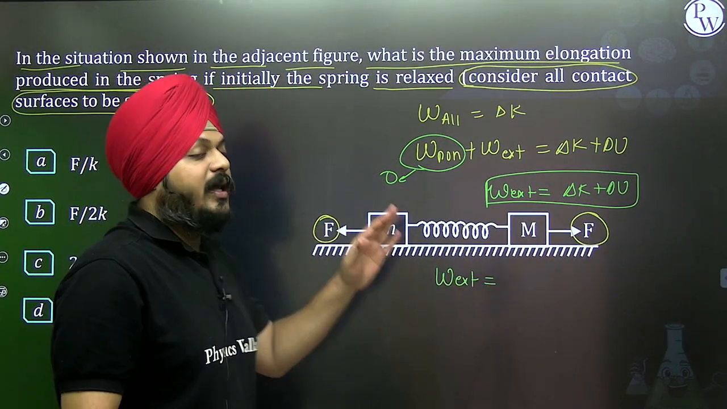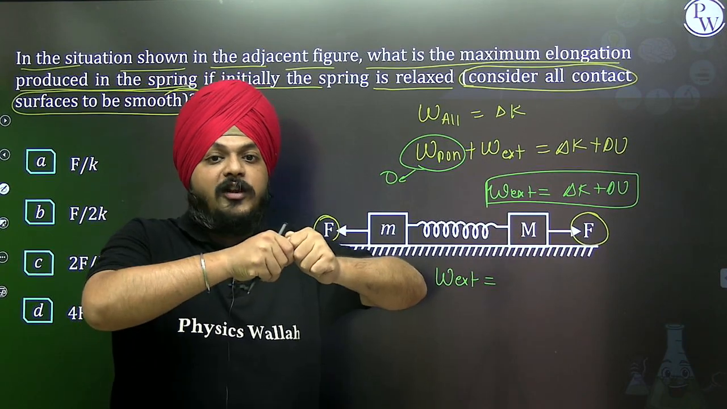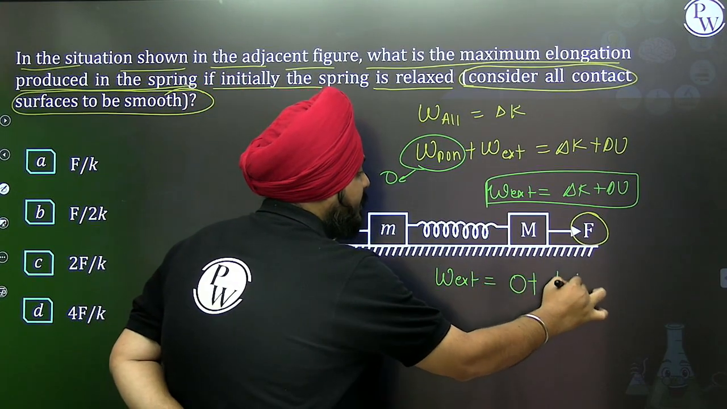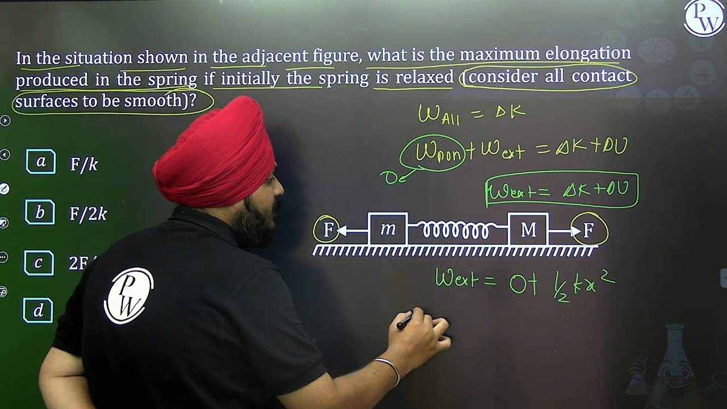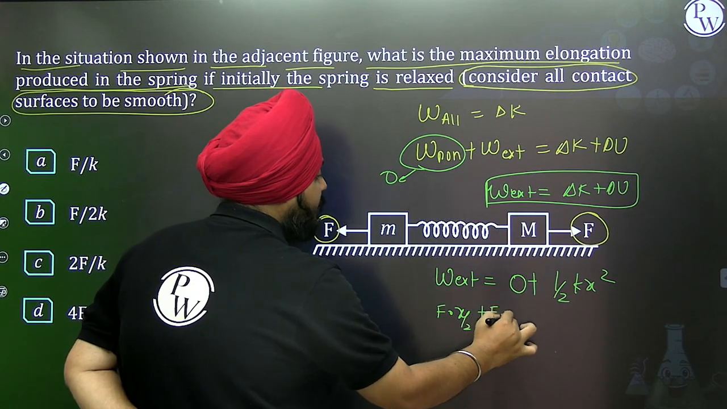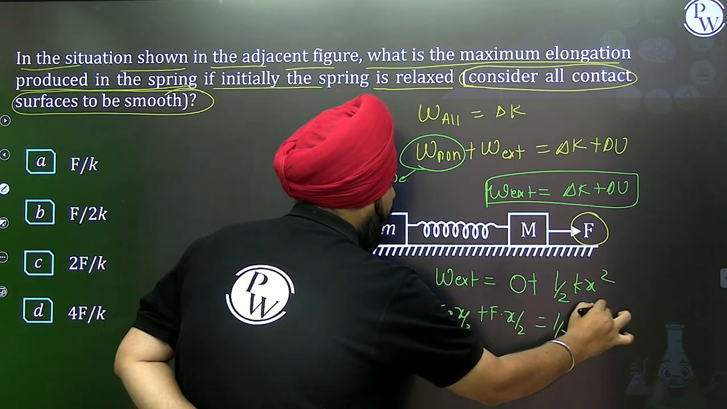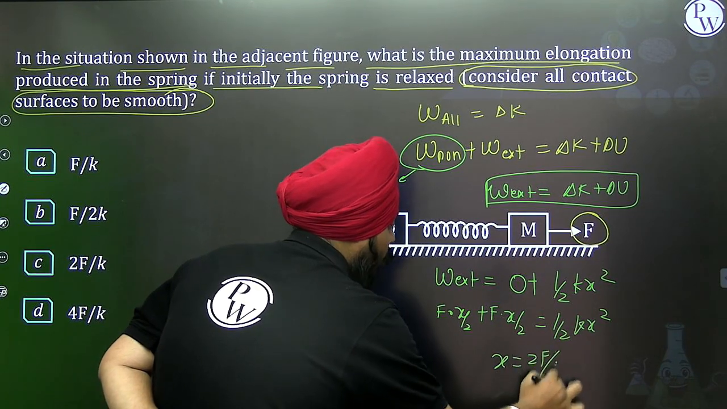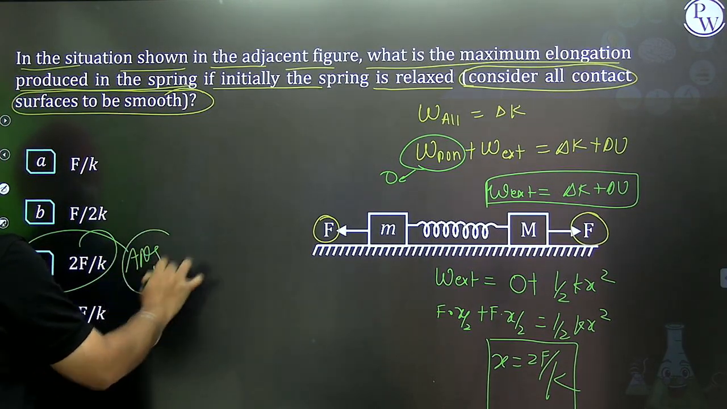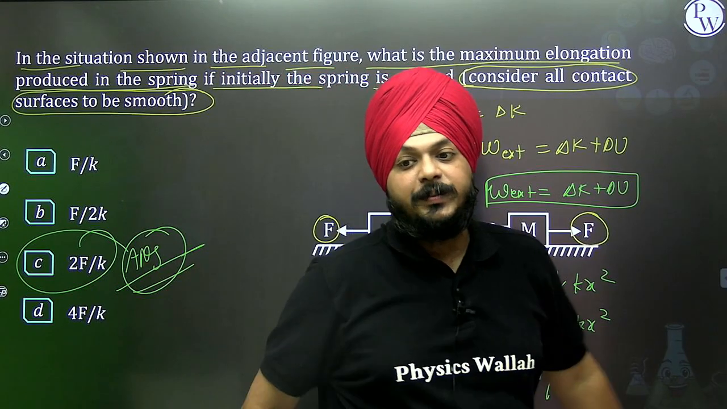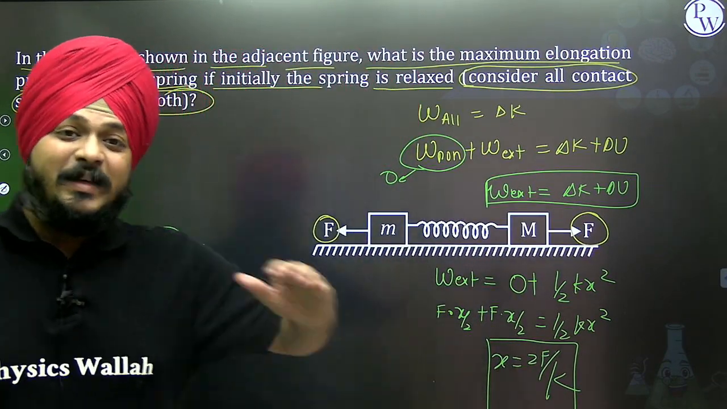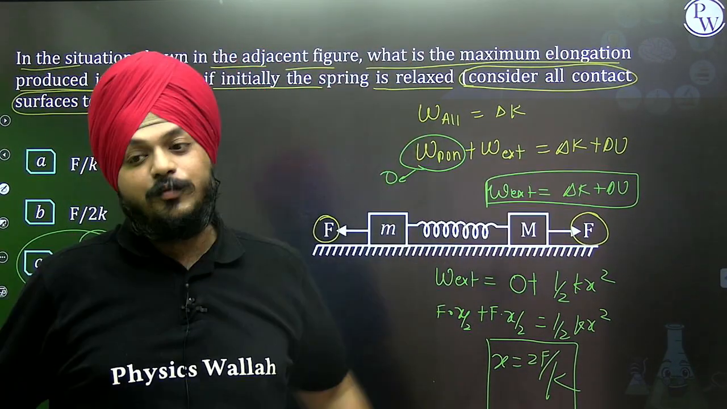Now here initially kinetic energy is zero. After maximum elongation, kinetic energy is zero. Potential energy is half kx square. Work done by the external agent will be equivalent to force into displacement plus force into displacement, equal to half kx square. The maximum elongation comes out as x is equal to 2F by k. The third option is the perfect answer for this specific question. This is how the work energy theorem is applied, and it is applicable to all, for gravitation as I listed in all of those chapters.